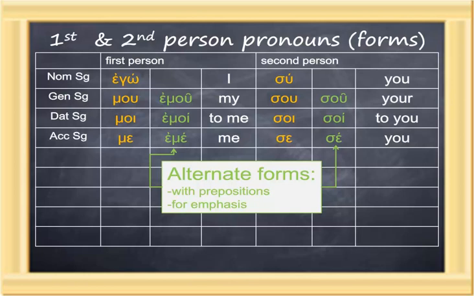You probably noticed that the genitive, dative, and accusative singulars of the first and second person pronouns are without accent. They're enclitic. But there are alternative forms of these three that have accents, and in the case of the first person pronoun, have a leading epsilon.